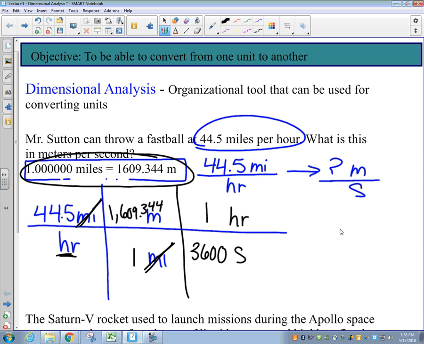And then I have hours on top and hours on the bottom. So we're going to be left in units of meters per second, which is what we want. In order to do this problem, we're going to go ahead and type this into our calculator.